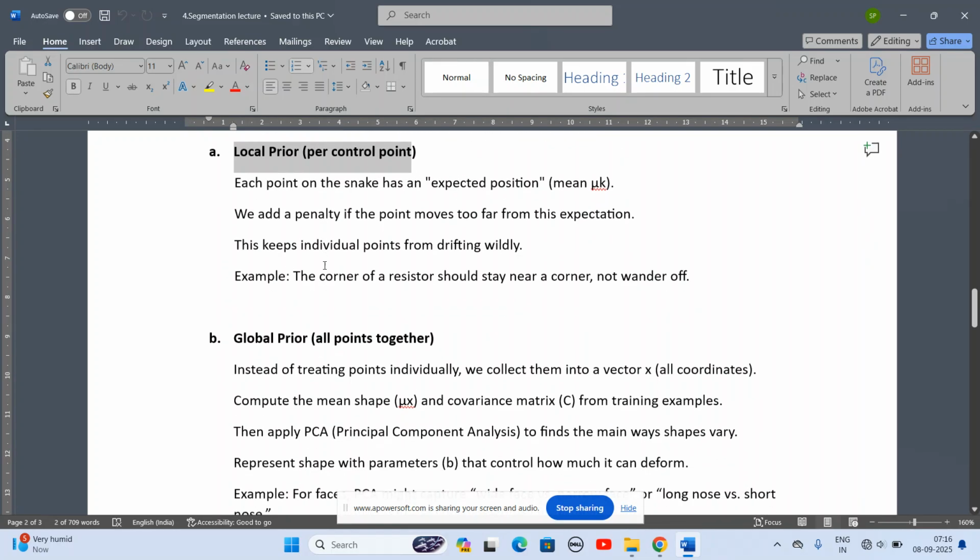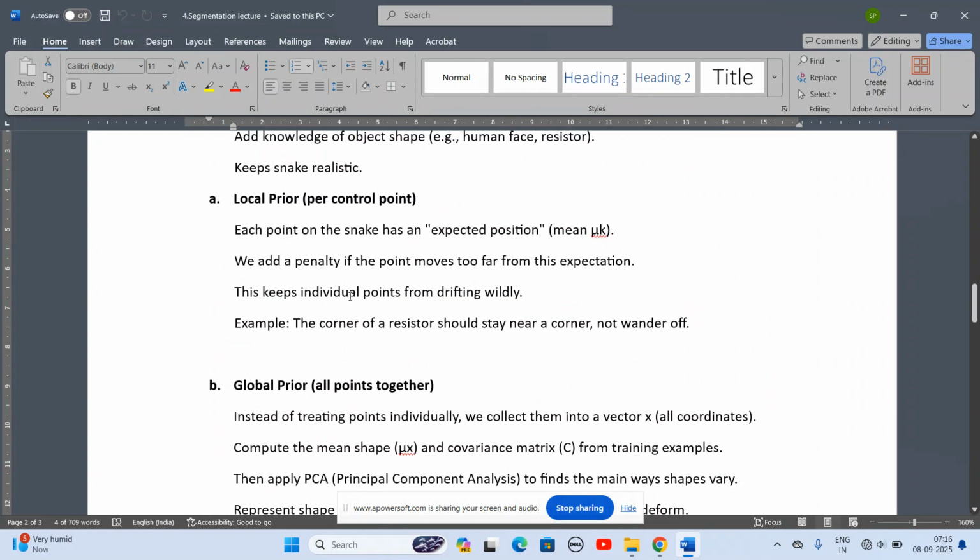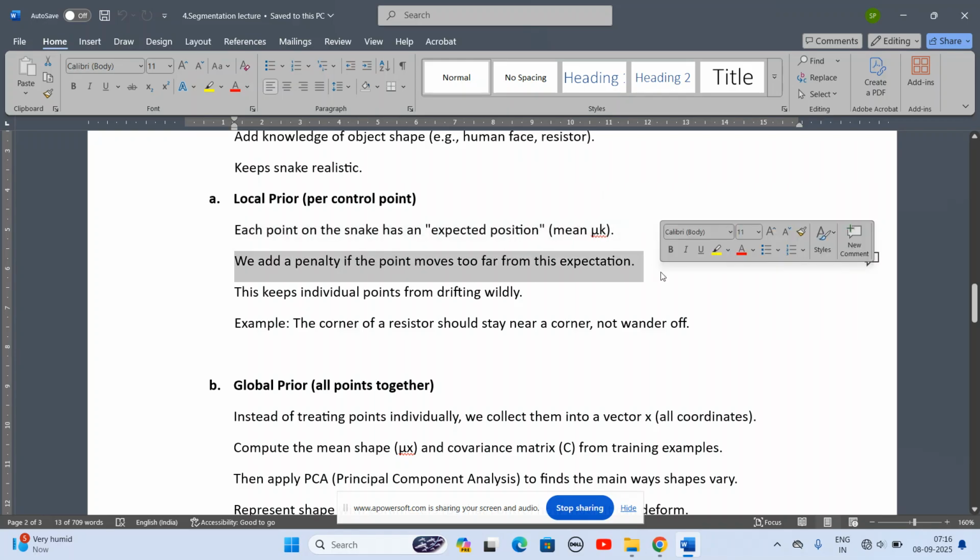So three priors are there: local prior, global prior, and shape energy. It's also known as priority. Local prior means per control point. Each point on the snake has an expected position. We add a penalty if the point moves too far from this expectation. So this keeps the individual point from drifting widely. We'll focus on only the individual point.